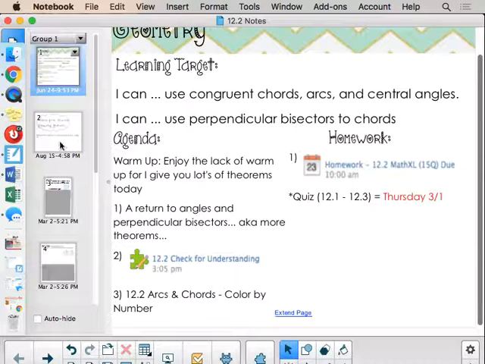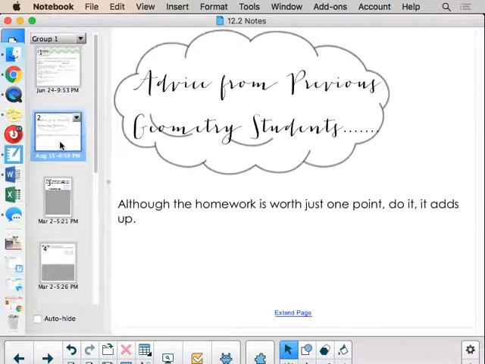All right, here's your advice for the day. Although homework is worth just 1 point, do it. It adds up. It really does add up. I believe in the last couple quarters, it has been about 10% of your overall grade. So without doing homework, you've just eliminated the ability to get an A.